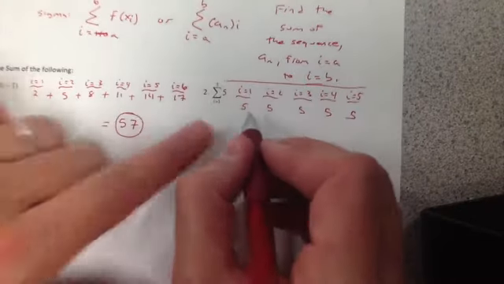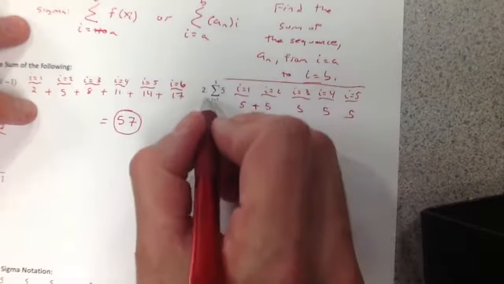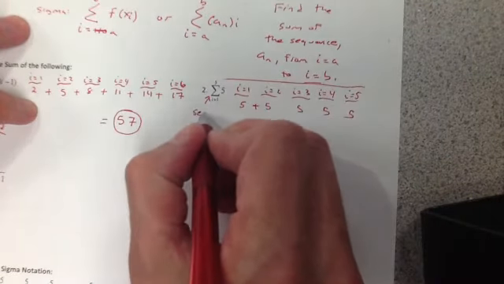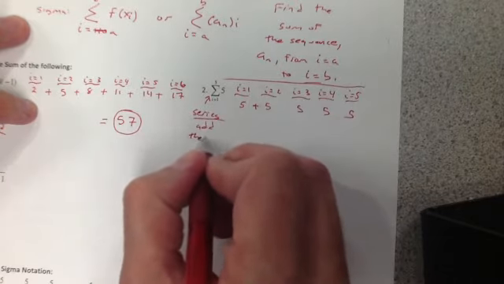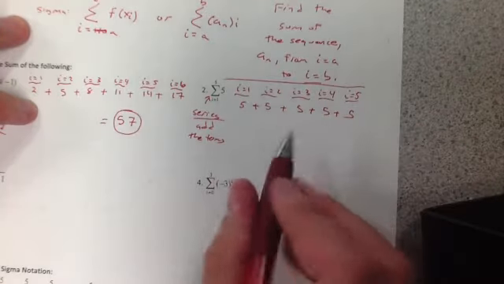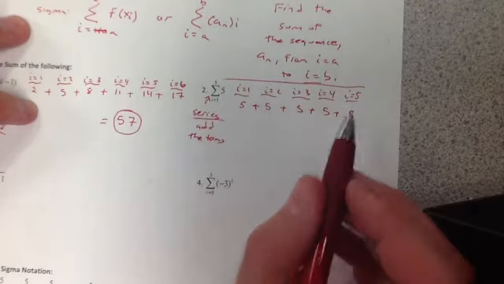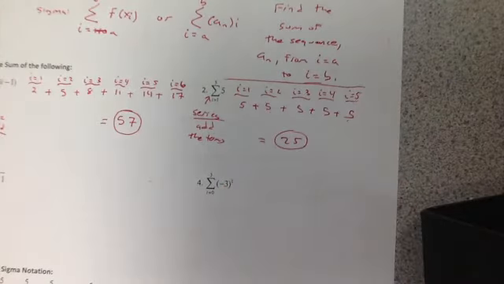There's my sequence. To get the series, we add them. This sigma notation means it's a series. We have to add the terms. That's what it means to do. Plus 5, plus 5, plus 5. This is kind of easy. 10, 15, 20, 25. Very good. There's our summation.